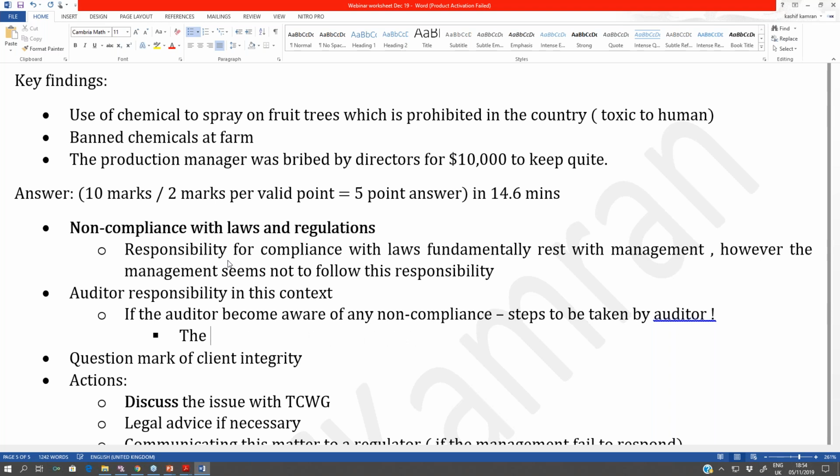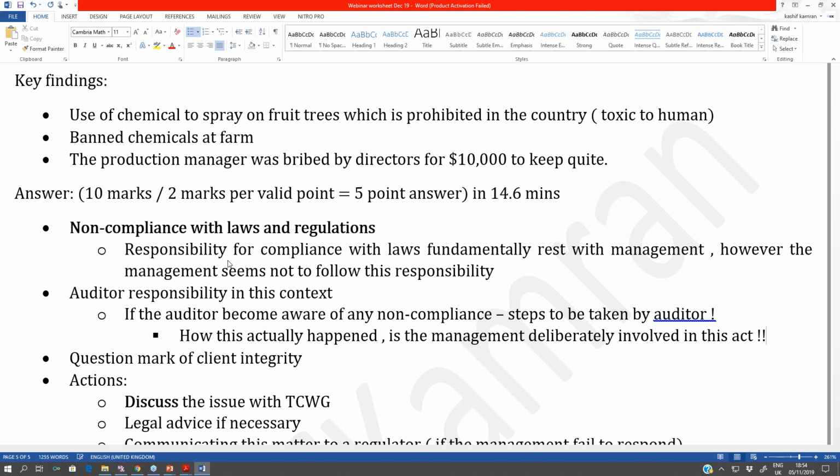The first thing you will be thinking is how this actually happened. Is the management deliberately involved in this act? And it seems so, because they bribed the person. So how did this actually happen? Are there weak controls in the company resulting in the non-compliance with laws and regulations, or is the management deliberately involved in the act? It seems that the management is bribing the person just to keep quiet.